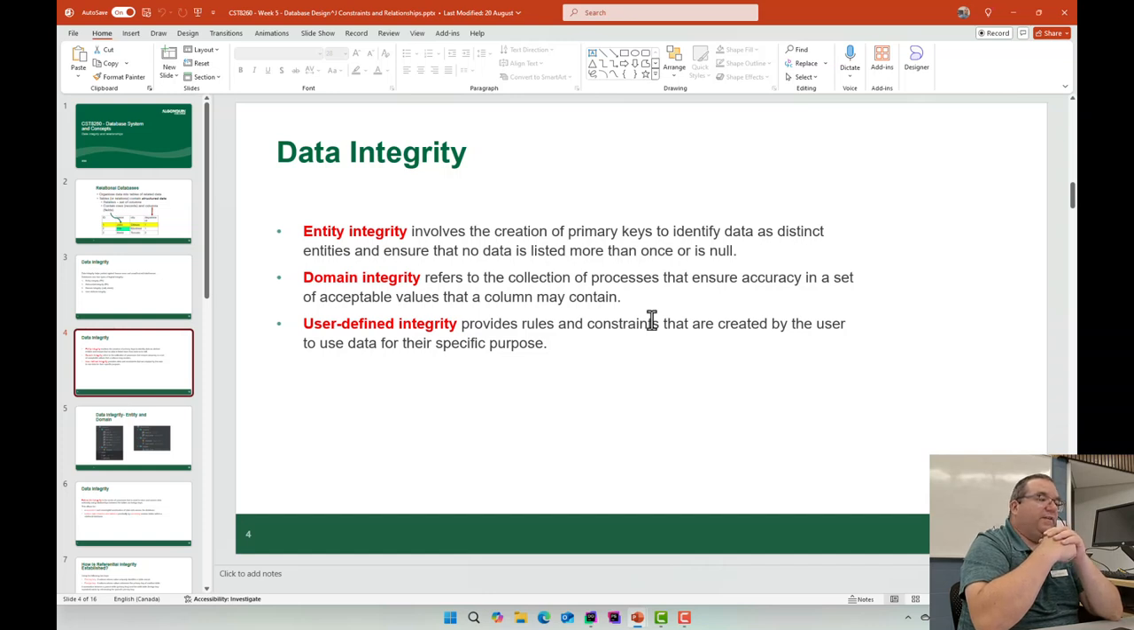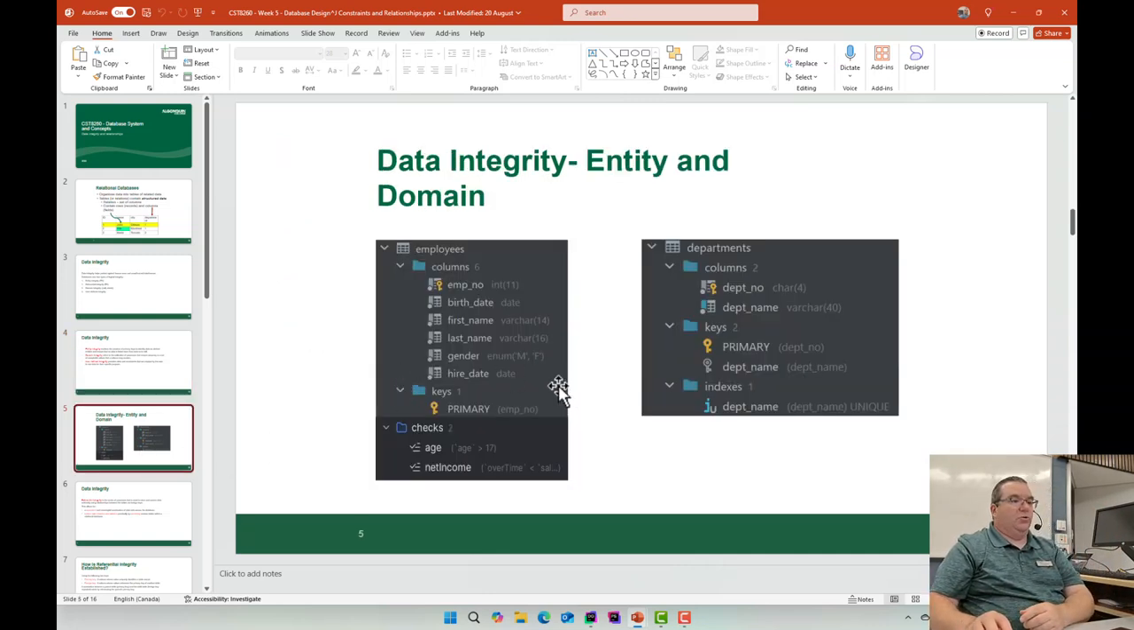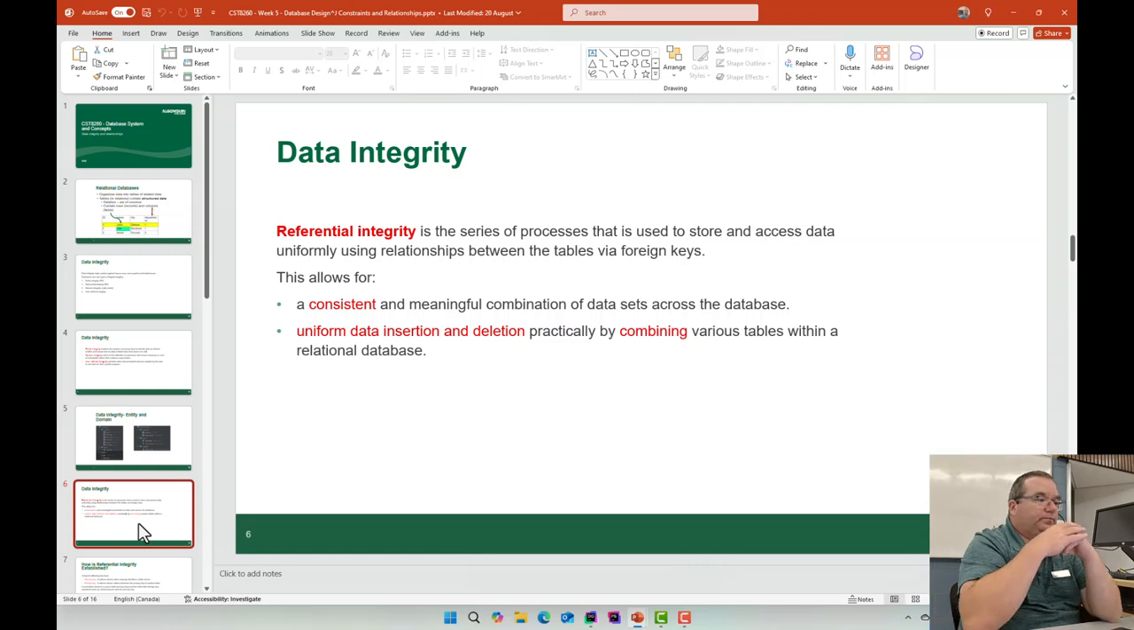And user-defined integrity sets up the rules and the constraints that set how the data is manipulated. So these are a few examples. You know, you got the data types, primary key, that kind of thing. However, the big topic for today is data integrity for referential integrity. It means that foreign keys cannot have invalid values put into it.